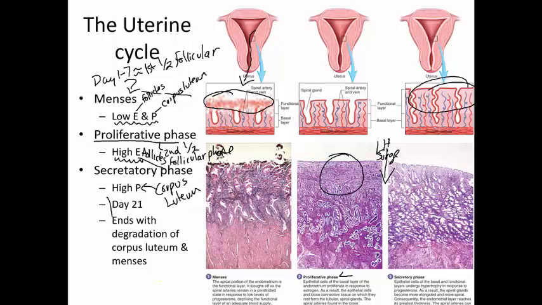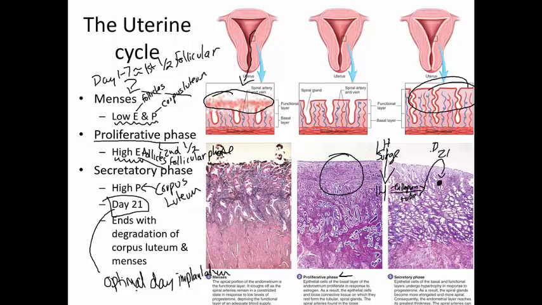Day 21 is the optimal day for implantation if a woman has a typical 28-day cycle. And that makes sense because ovulation happens on day 14, and it's going to take about 6 days for the fertilized egg to travel through the fallopian tube and get to this nice area of the uterus where it can implant. So day 21 is ideal.